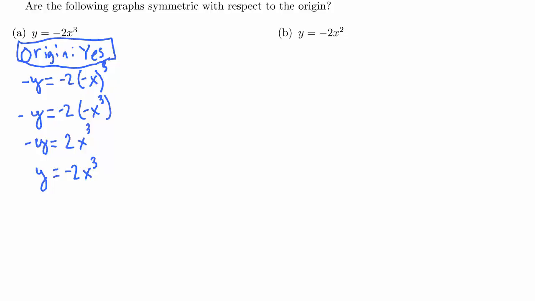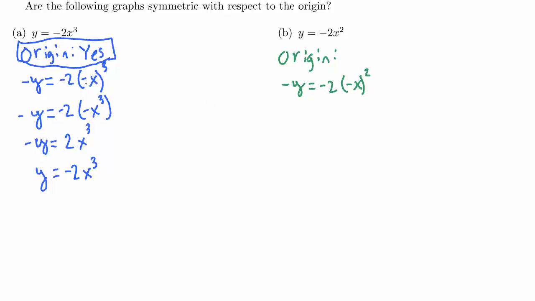Now, letter B is y equals negative 2x squared. And again, we want to test this for origin symmetry. And for origin symmetry, I replace the x with negative x and the y with negative y. That gives me negative y equals negative 2 times negative x squared.